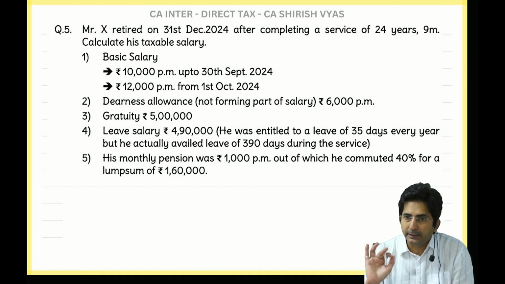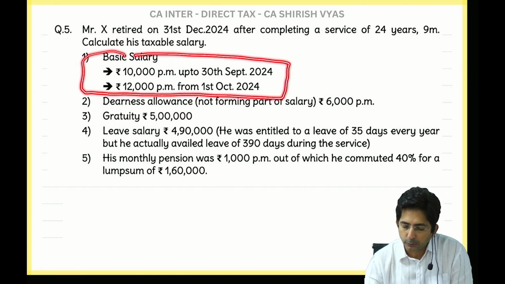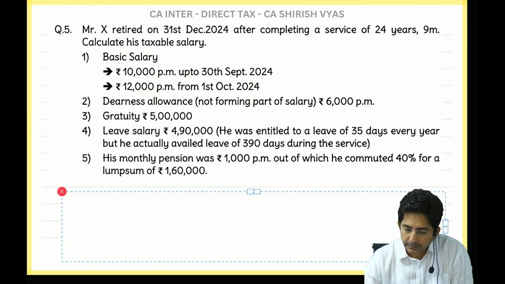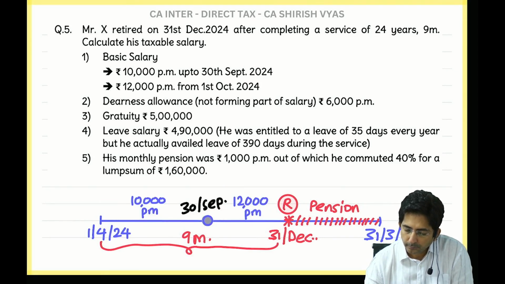I'll draw the timeline, but read this also, because I want to plot basic salary in that timeline. Just read this. Basic salary is 10,000 per month up to September, then the salary increased to 12,000 from October. See how I have plotted all this over here. Can you see here? 31st December he has retired. And what is this? 30th September? Salary has changed. See, I have written here. Before 30th September, what was his salary? 10,000 per month. Then it became 12,000 per month.